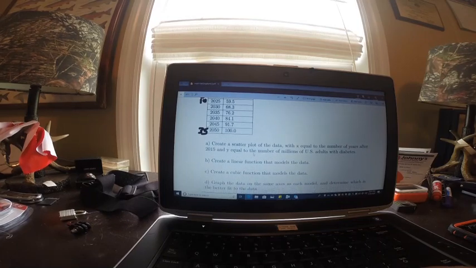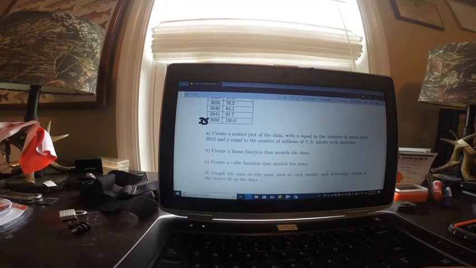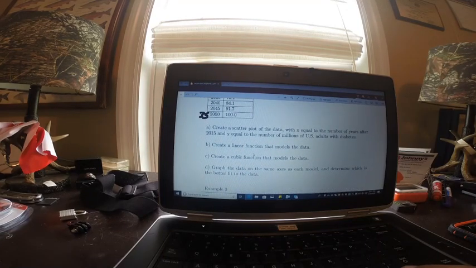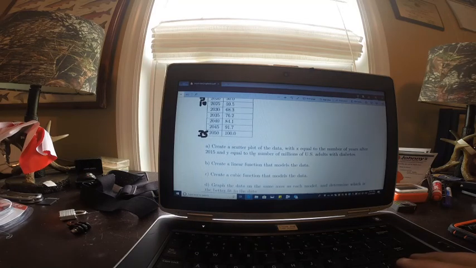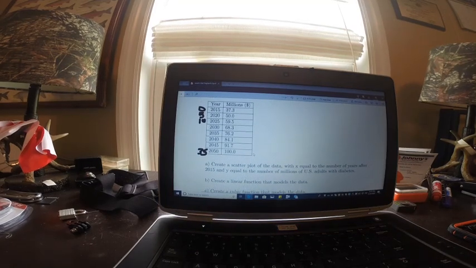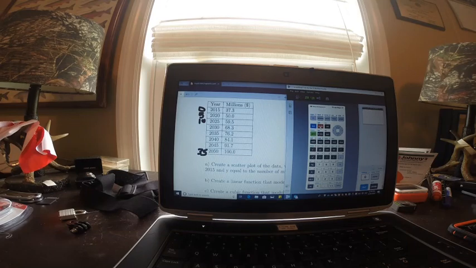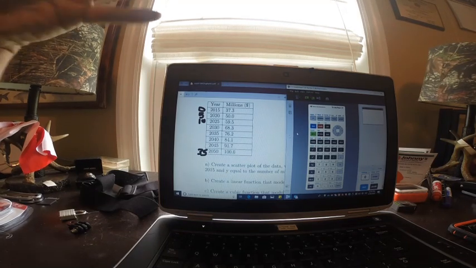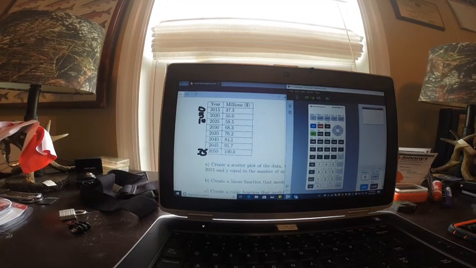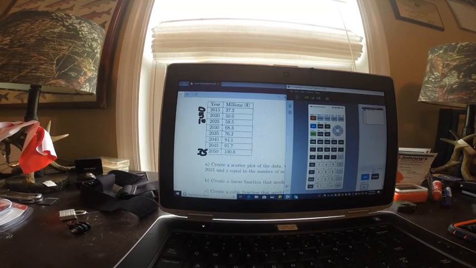B says create a linear function, C says create a cubic function, and D says graph the data on the same axis with the model to determine which is the better fit. So let's go to the calculator and do that. We're going to create the scatter plot of the data first. What I recommend doing is going to your y equals and clearing all your y equals stuff out that you had before. Then you're going to go stat edit. You're going to type your list in. I've already done it.